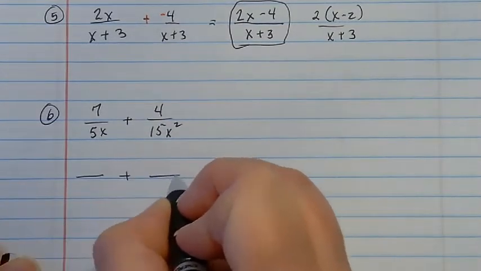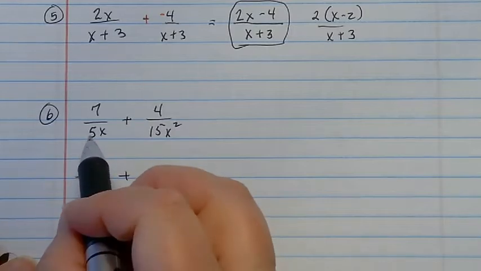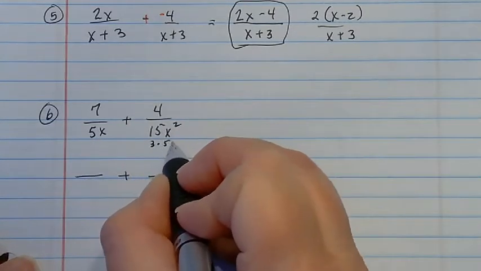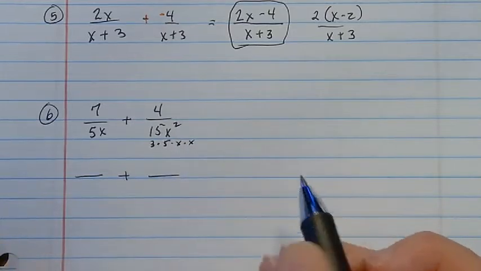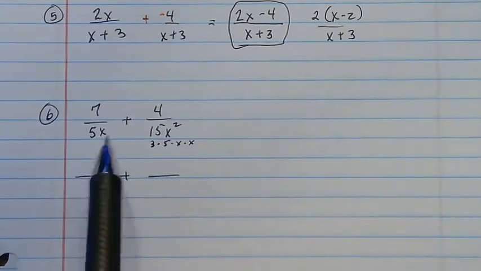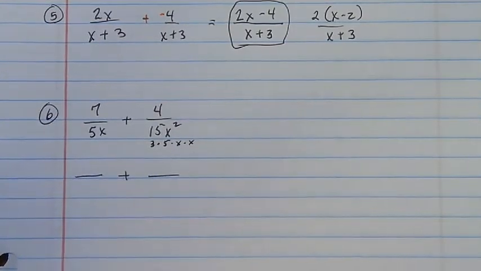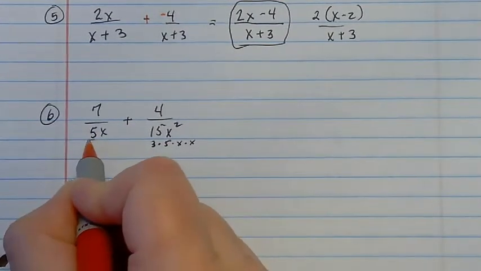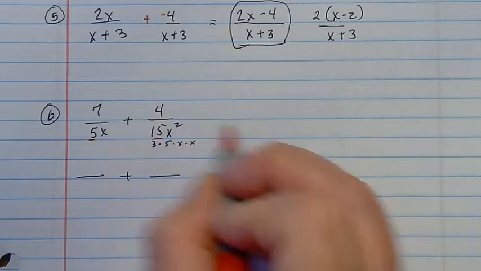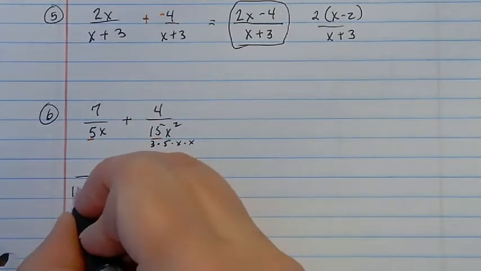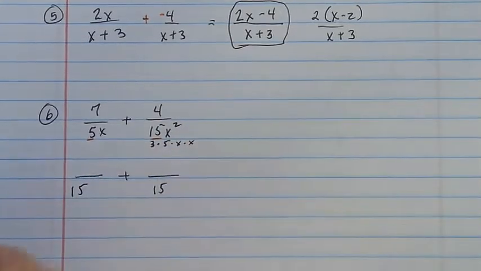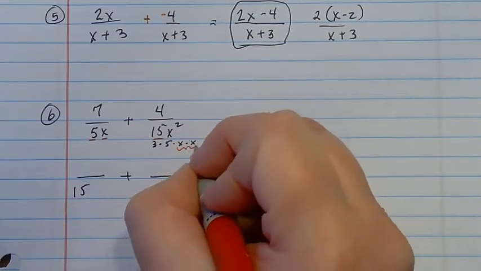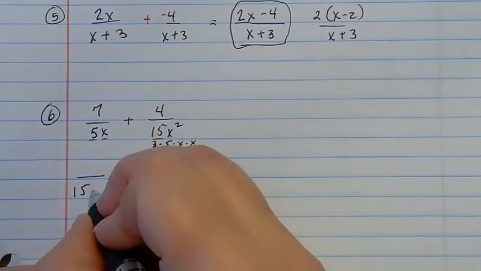So I'm going to write it like this. This is 5 and x, and this is 3 times 5 times x times x. So I've got to think about, and I know this may seem like the hard way to teach this, but it's going to make it easier when we get into something that's more difficult. So the smallest number that both 5 and 15 go into would be 15. The smallest number of x's that both x and x squared would fit into would be x squared.